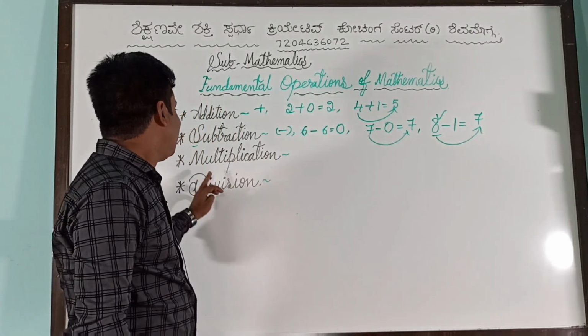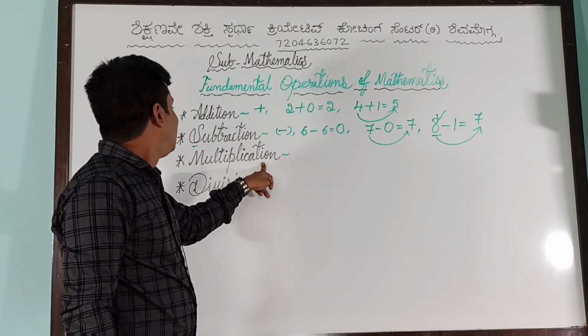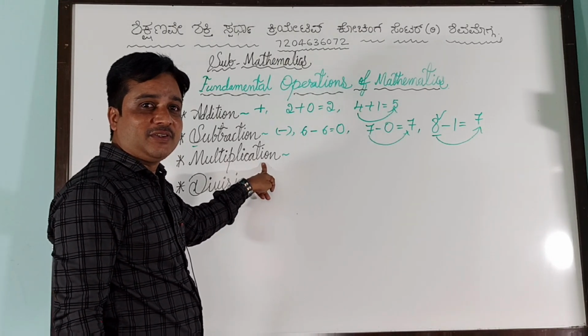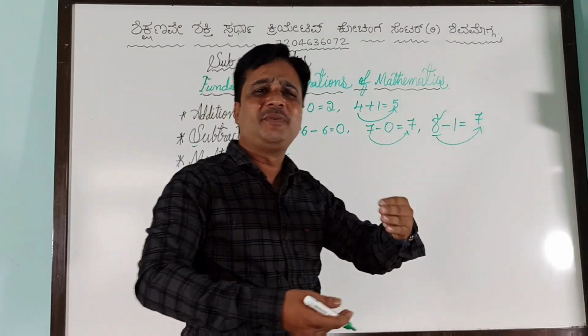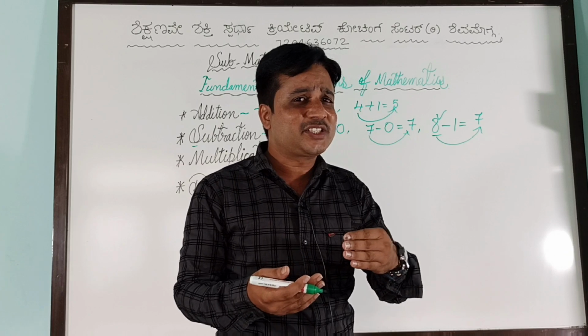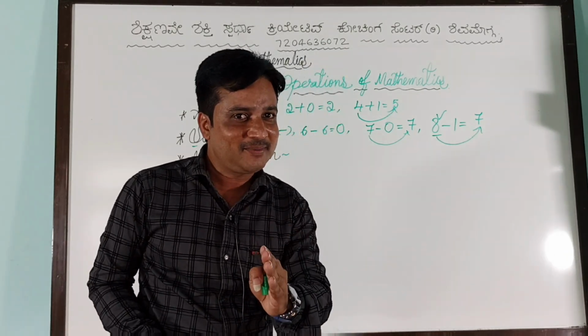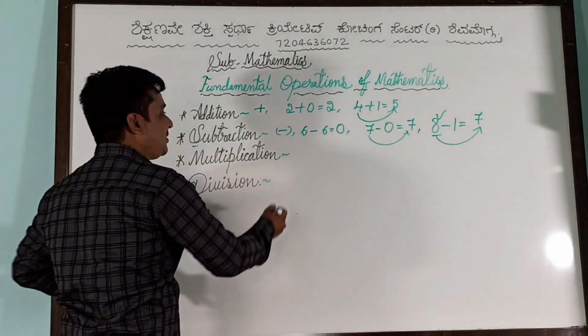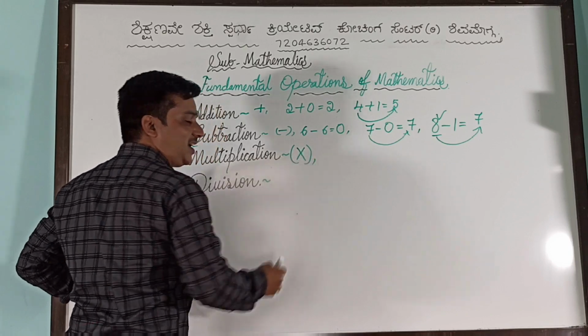Now let's see the third operation, that is multiplication. We know that multiplication is nothing but tables, right? Multiplication is nothing but tables. The symbol of multiplication is what? Into. This is the symbol of multiplication.